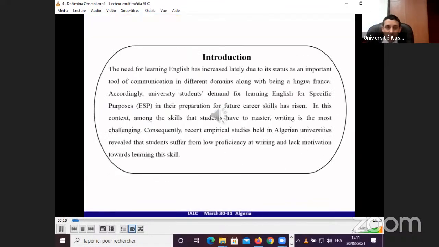The need for learning English has increased greatly due to its status as an important tool of communication in different domains, along with being a lingua franca. Accordingly, university students' demand for learning English for specific purposes in their preparation for future career skills has widened. In this context, among the skills that students have to master, writing is the most challenging. Consequently, recent empirical studies held in Algerian universities reveal that students suffer from low proficiency at writing and lack motivation towards learning this skill.